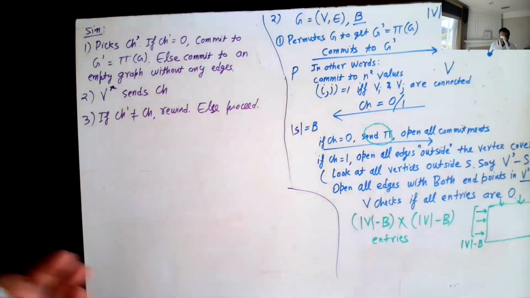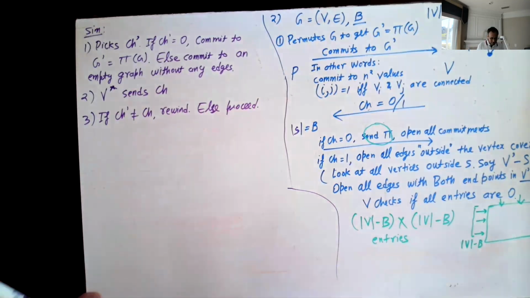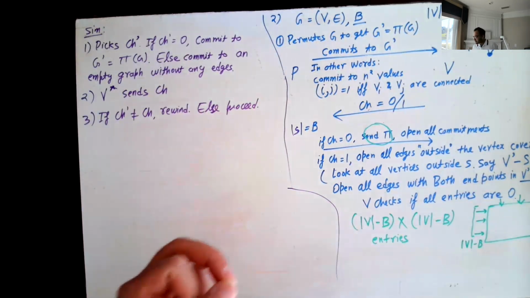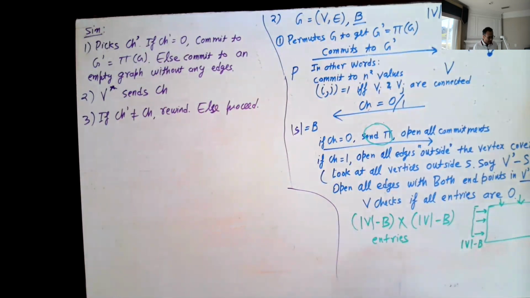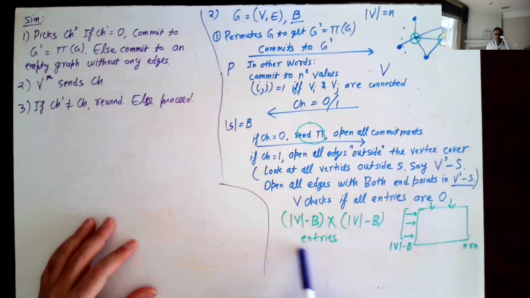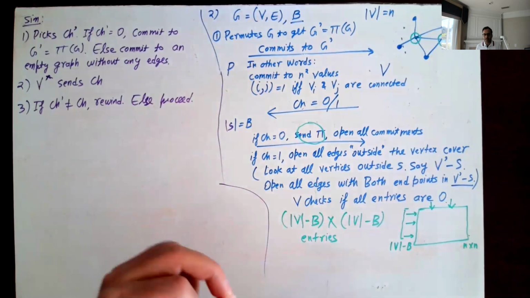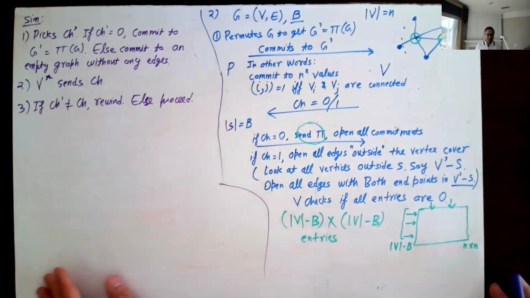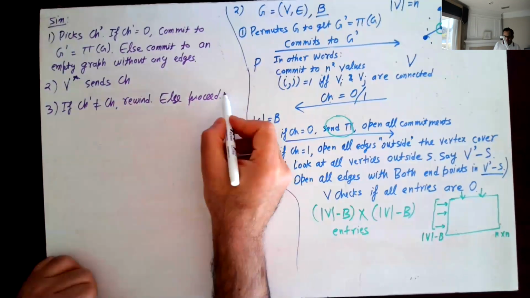And why? Because if CH is 0, then the simulator did indeed commit to a graph which is the permutation. And if CH is 1, then basically my graph had no edges at all, and hence revealing these many entries and the verifier checking that there are no edges, that's not going to be a problem. Okay, so we have a good simulator.